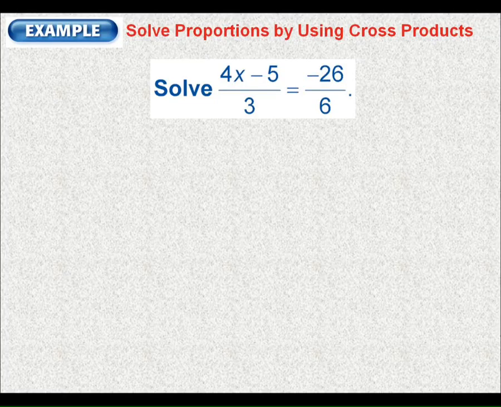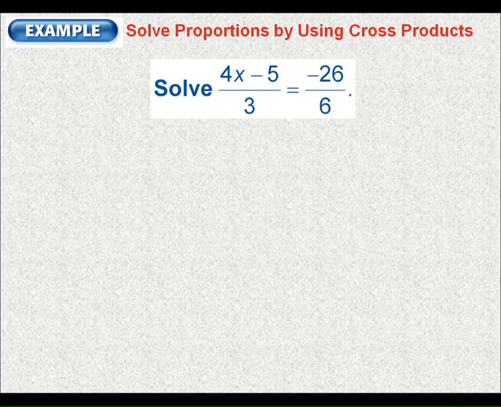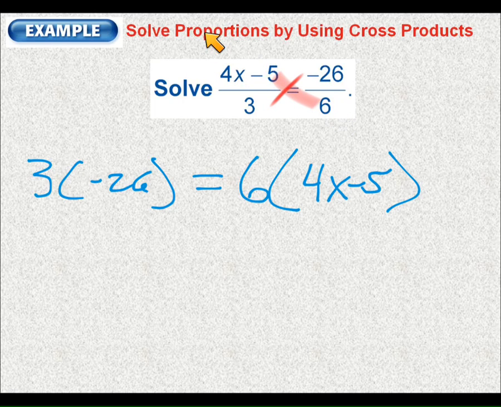Here's a proportion. Just to practice solving this again, two ratios that are equal fractions, we're going to cross multiply to solve for this variable. It doesn't matter which order you cross multiply in first. One way, if we do 3 times negative 26, that cross product is going to be equal to 6 times all of the numerator. So remember, if you have a binomial up top, you take 6 times the entire thing in the numerator. And then we just solve this algebra problem to solve for x.